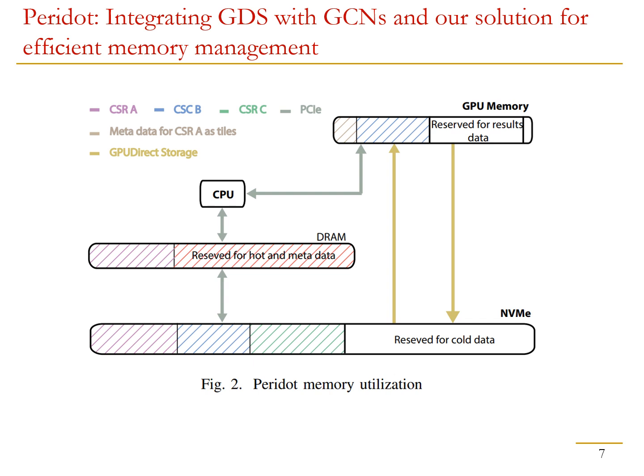Meanwhile, the adjacency matrix data is transferred to DRAM and then to the GPU memory. Here, row-wise metadata for the CSR-format adjacency matrix A is stored as a tile on the GPU to be readily accessed for computation. Space is reserved in DRAM for hot data and metadata, which includes converting adjacency matrix data CSR-A into partial metadata and processing the resulting data.